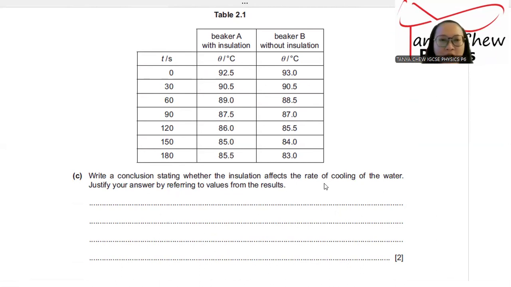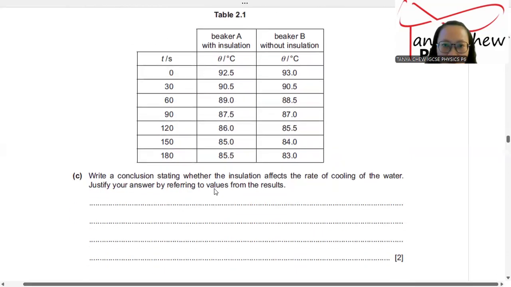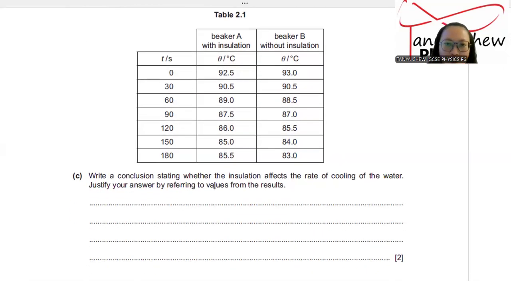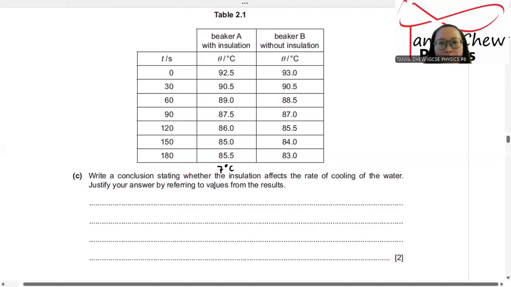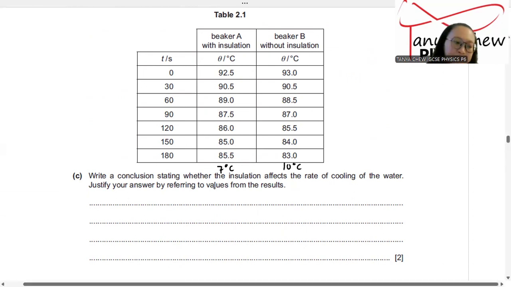So I will count the drop in the temperature in beaker A, when there's an insulation, from 0 second to 180 second. So the total drop, you take 92.5 minus 85.5, I get 7 degrees Celsius. Whereas for beaker B at 0 second, this is 93 degrees Celsius. At 180 second, this is 83 degrees Celsius. You just minus these two, you get 10 degrees Celsius.